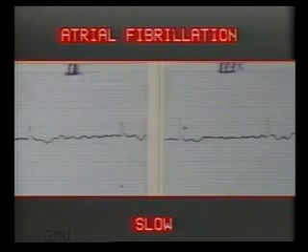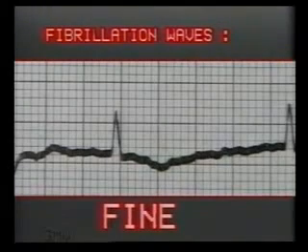In this ECG, the rate of QRS complexes is reduced after treatment with digitalis, but they occur at irregular intervals and fine fibrillation waves are seen. This is termed as slow atrial fibrillation, an effect of digitalis treatment.